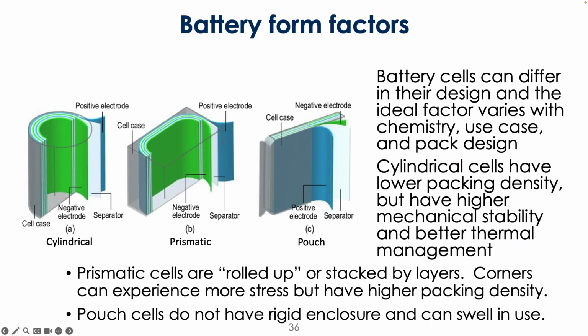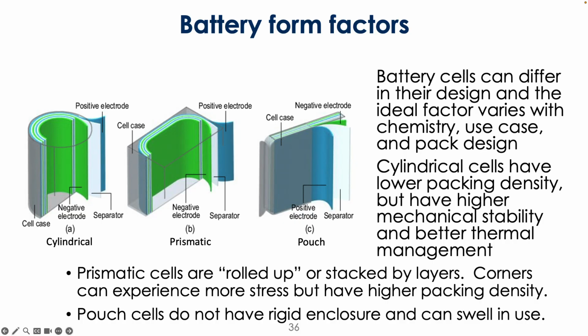The cells themselves have different form factors. The three main ones that we'll talk about are cylindrical, prismatic, and pouch. You can look at the physical structure of each of these form factors. Cylindrical, maybe these are ones that you guys are familiar with. If you have AA or AAA batteries, that is a cylindrical form factor.